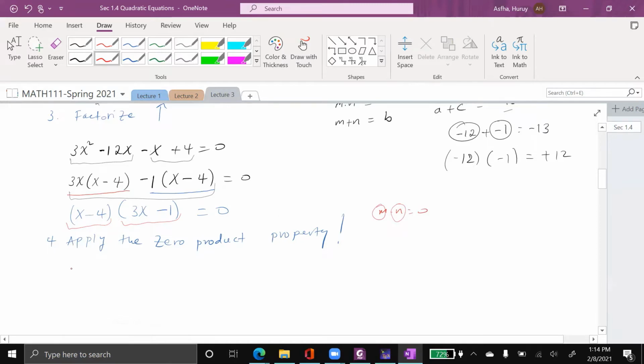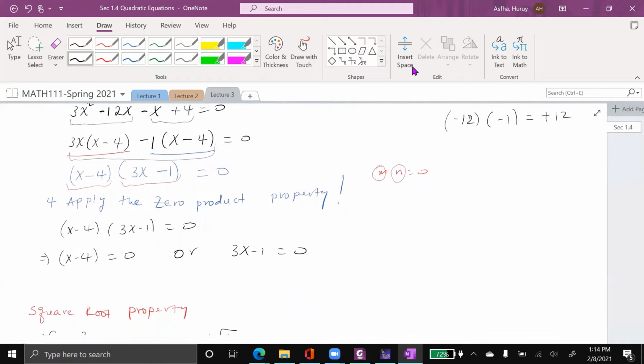Now, if x minus 4 and 3x minus 1 multiply to 0, then this means either x minus 4 has to be 0 or 3x minus 1 has to be 0. One of them, or both of them, doesn't matter. And now we solve this one because these are linear equations now, okay? We don't need parentheses here.